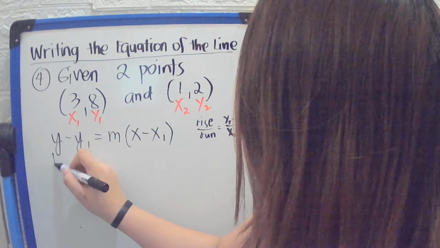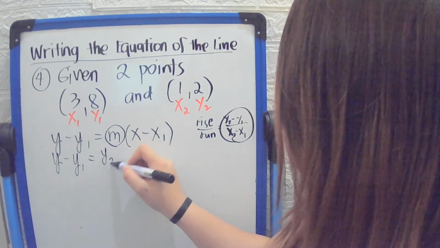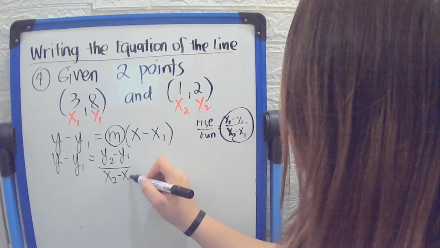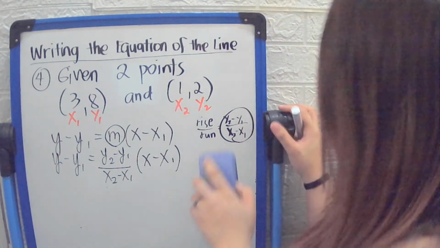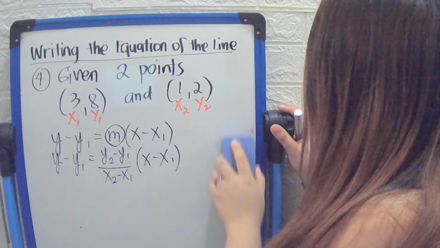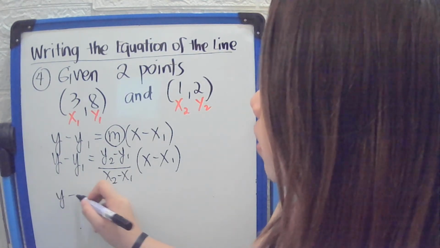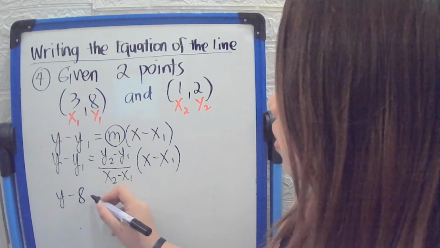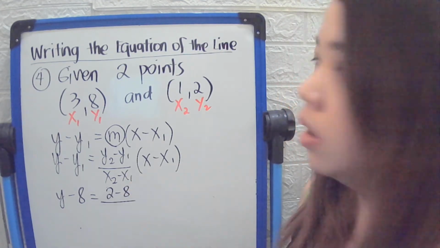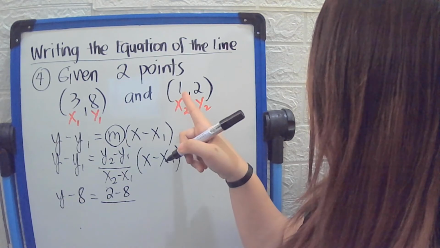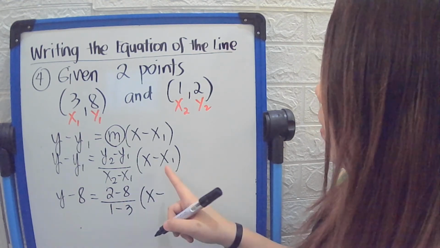Okay? So, that will be y minus y sub 1 is equal to, our slope will be this one, y sub 2 minus y sub 1 over x sub 2 minus x sub 1. And then copy this part. Okay. Now, we will substitute the values that we have. So, y minus, copy natin. So, y minus, our y sub 1 is 8. Next, y sub 2 minus y sub 1. So, that will be 2 minus 8. Next, x sub 2 minus x sub 1. So, that will be 1 minus 3. Parentheses, x minus, our x sub 1 is 3.